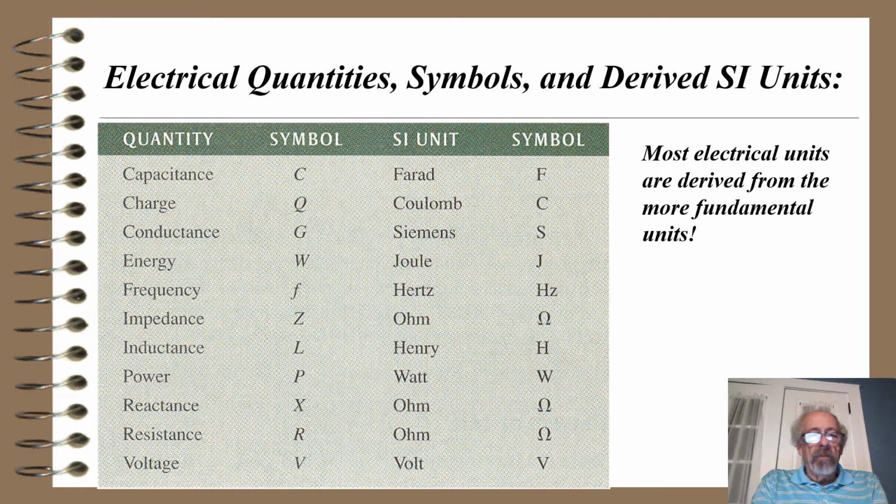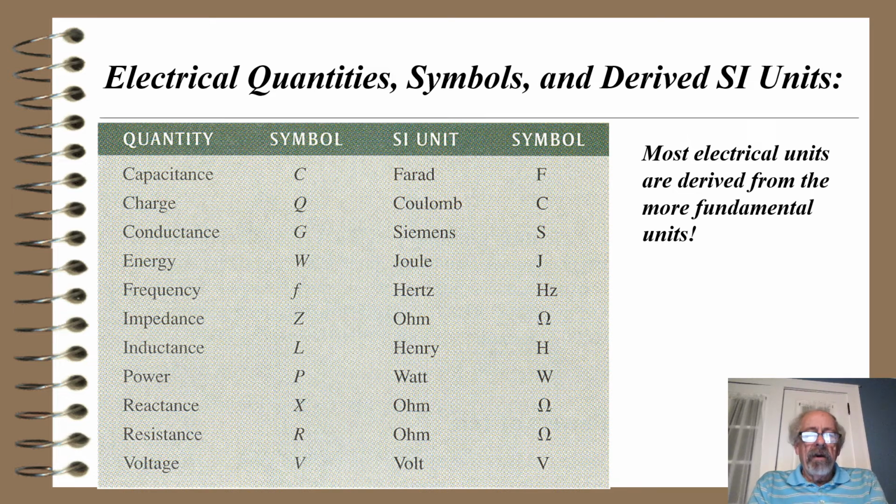So, returning to some more common units here, electrical quantities, symbols, and derived SI units. Most electrical units are derived from more fundamental units. In this chart, we see capacitance with the symbol C. The SI unit is a farad, and the symbol is capital F. Charge, symbol capital Q. The SI unit is coulomb, symbol capital C. Conductance is capital G. SI unit is Siemens, capital S for the symbol. Energy, again, the symbol is capital W. The SI unit is joule. The symbol is capital J.